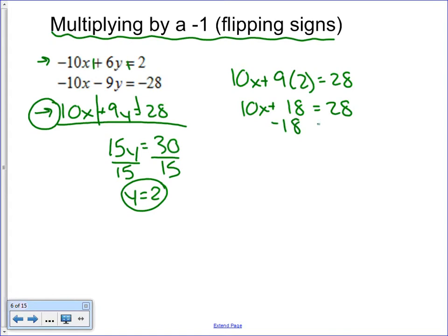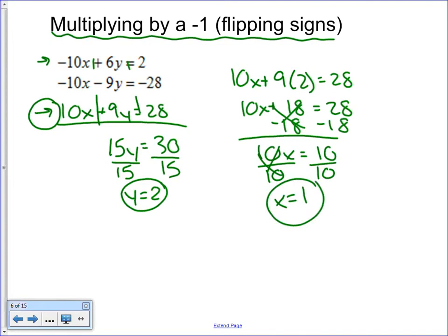Subtract 18 on both sides. I get 10x equals 10. And dividing by 10 on both sides, I get an x value of 1. So the point (1, 2) will be my answer for that one.